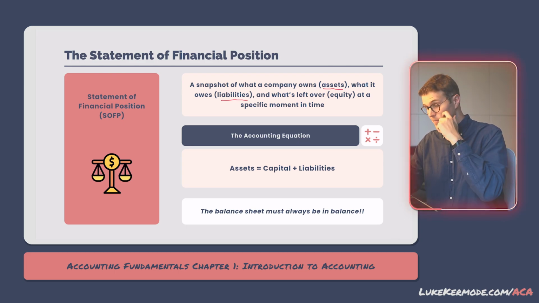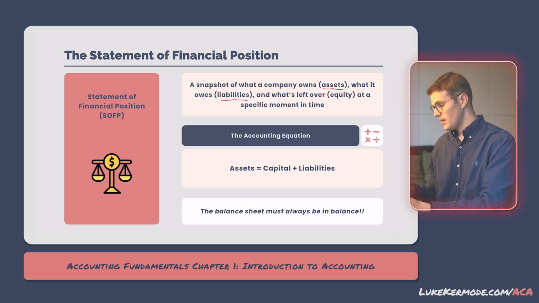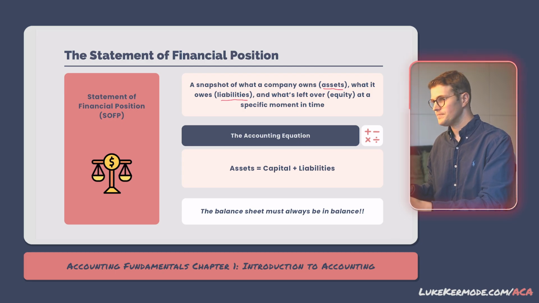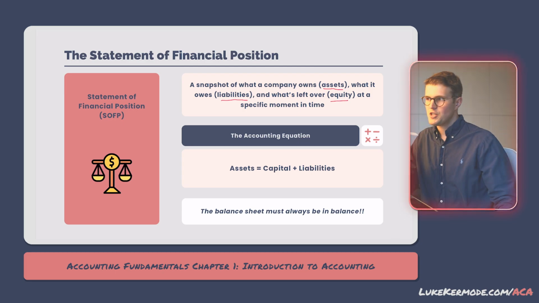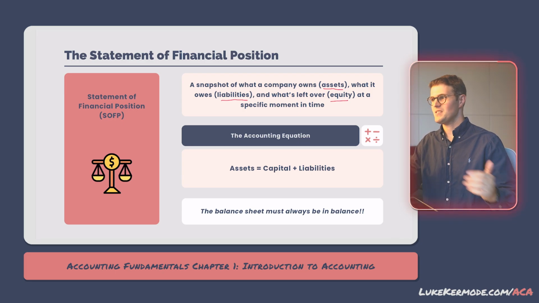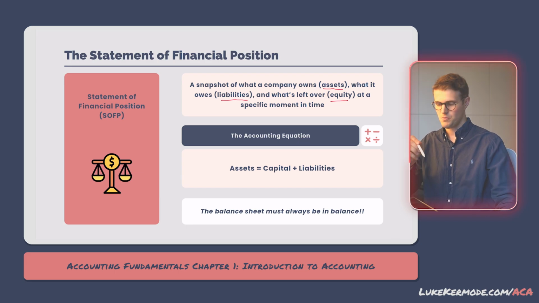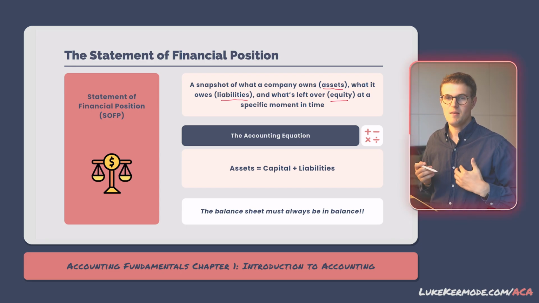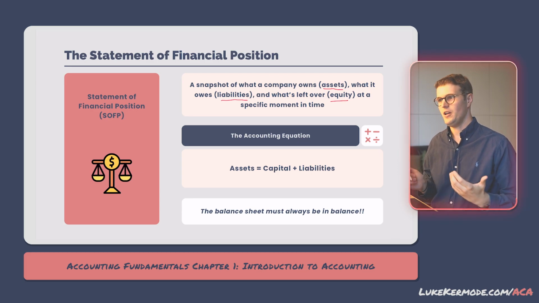debts. And the balance sheet also shows equity or capital, which is essentially the owner's share of the business after all liabilities have been settled. Put simply, equity or capital represents what's left for the owners once all of the debts have been paid off. So this includes amounts invested by the owners, such as share capital, as well as any profits that have been kept in the business, which are known as retained earnings.